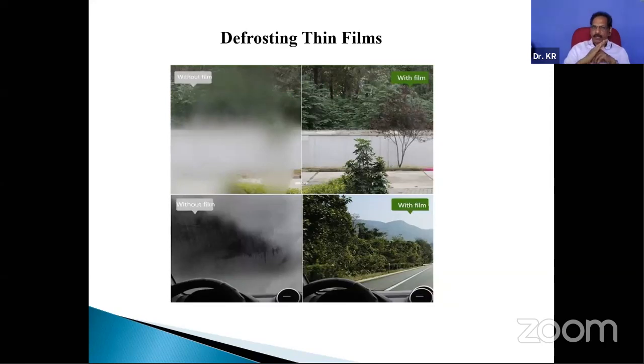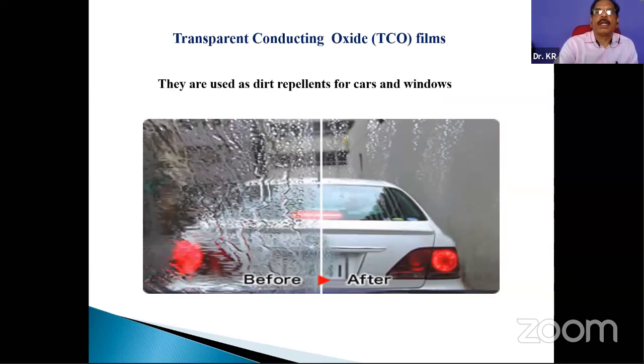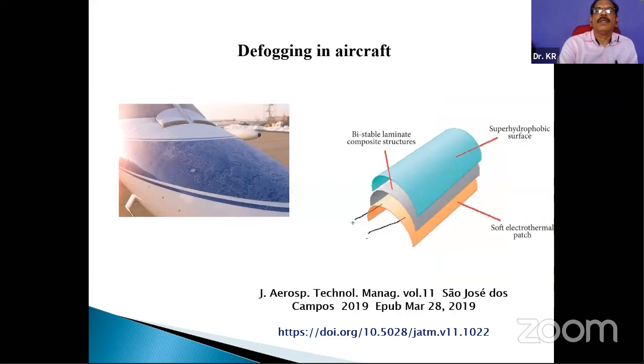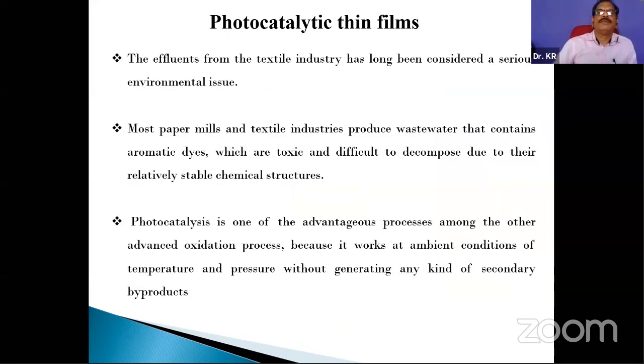They are optically transparent as well as electrically conducting. Therefore, when a small current is allowed to pass through these window layers deposited on glass windows of buildings or cars, heat energy is produced due to Joule's heat effect, and thereby the defrosting occurs. They are also used as repellent coatings, and for defogging in aircraft.